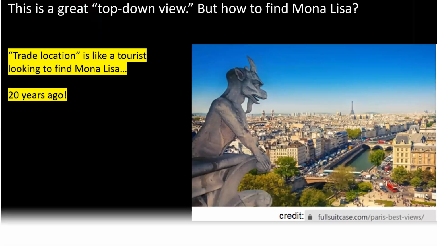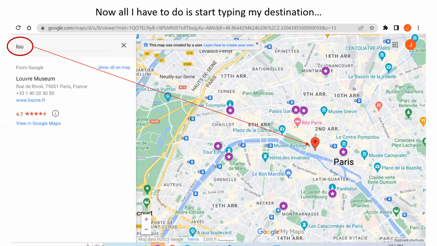First, an analogy that this is a great top-down view, more like me 20 years ago when I went to Paris and all I wanted to see was the Mona Lisa. But I really felt lost because there was no GPS back then. How do you find something that small? Where is the museum? The whole thing seemed like you had to prepare days ahead to map out your directions to get to that destination.